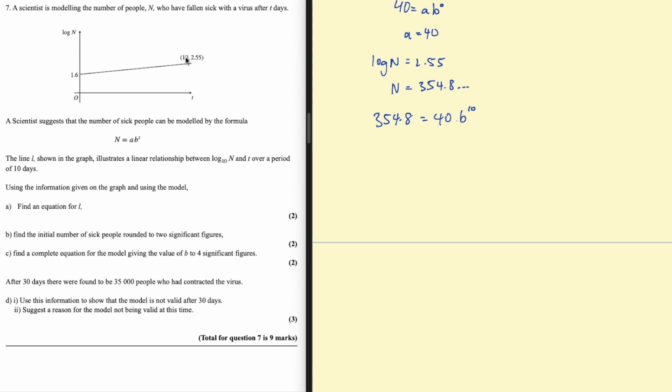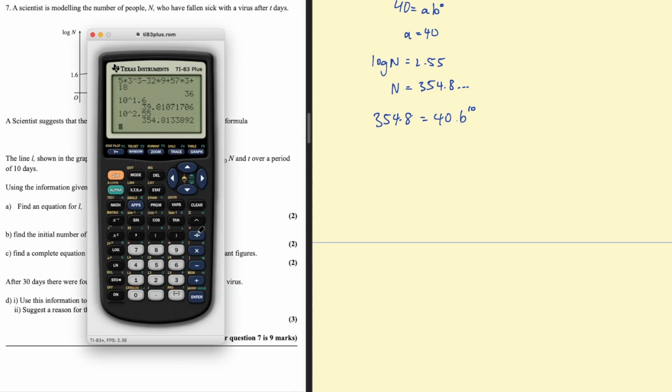So the t value was 10 for that n value. And then we can solve this for b. So divide that number by 40. We get 8.87. So b to the power of 10 equals 8.87, and so on. Then take the 10th root of that number. You should know how to do that on your calculator. Mine's a bit annoying. I have to go to this math menu and use this symbol. Hopefully yours is a bit easier. So take the 10th root of that answer, and I get 1.239.